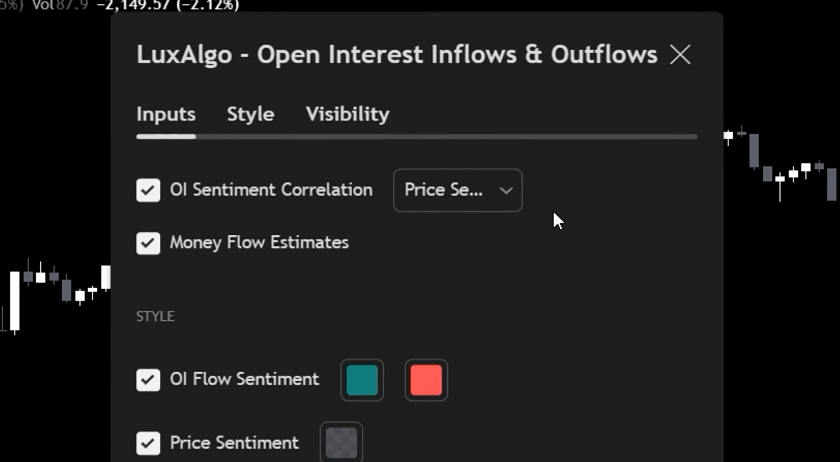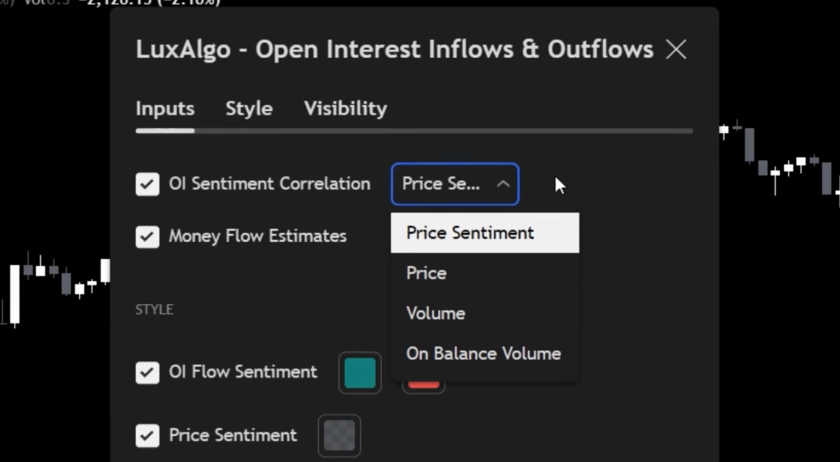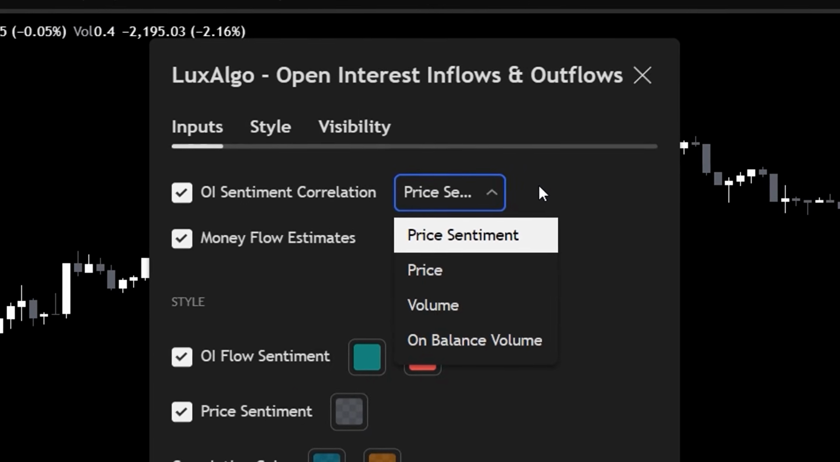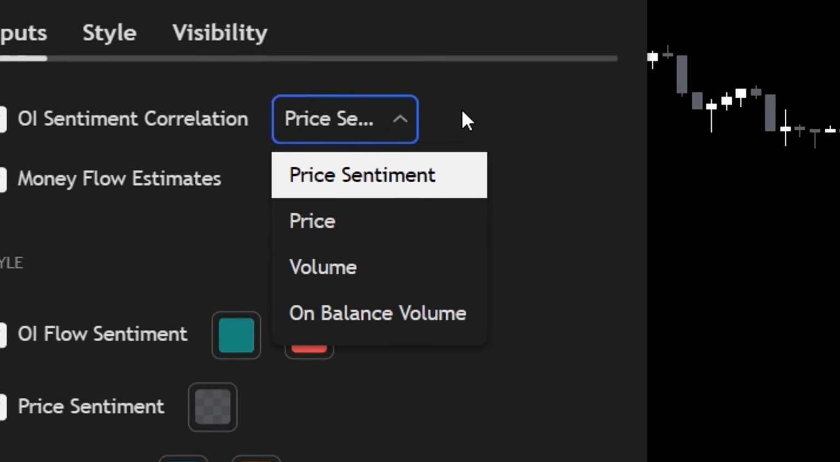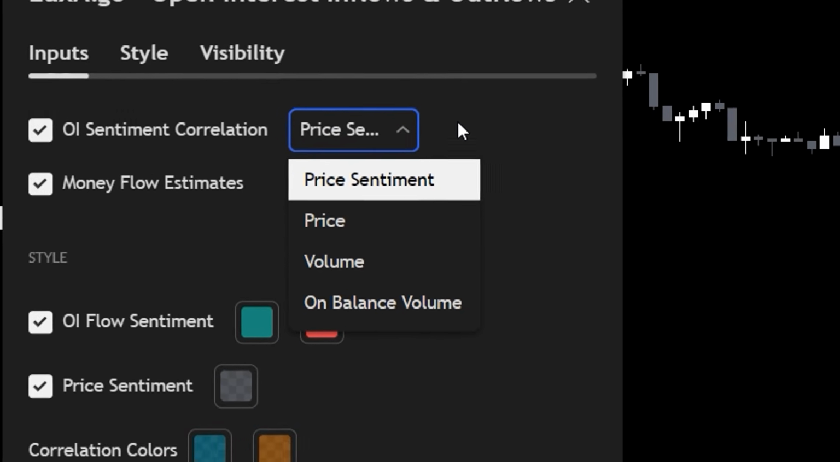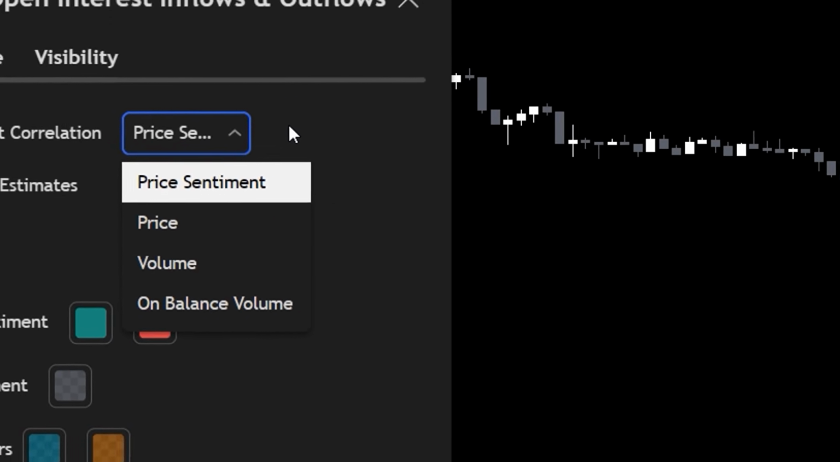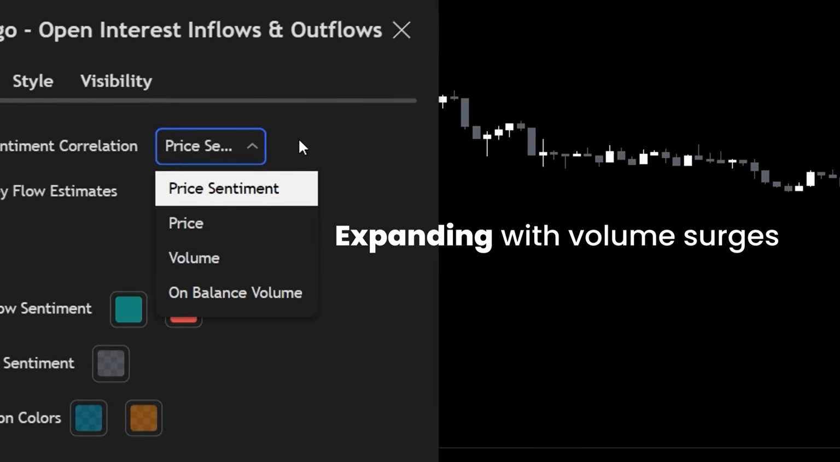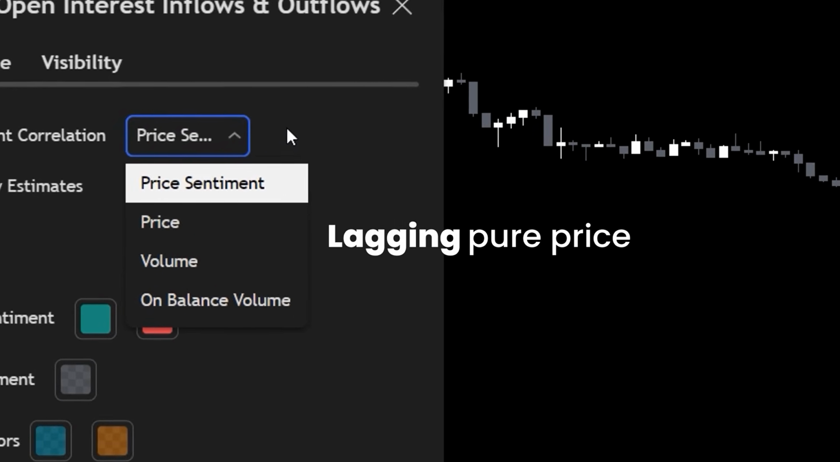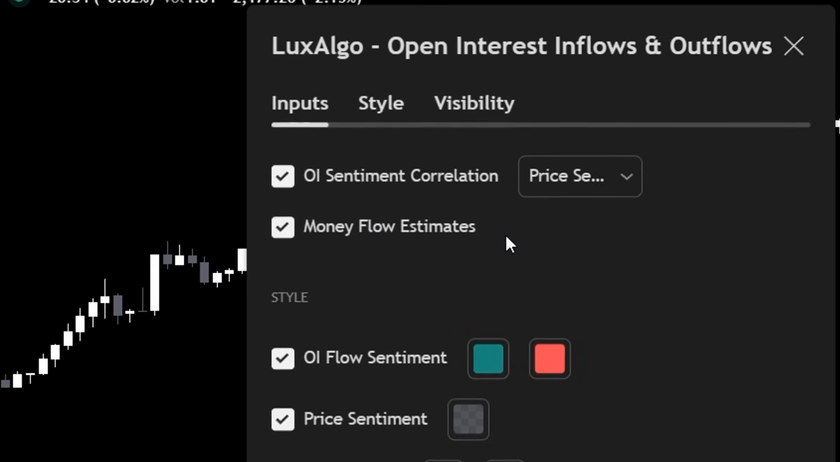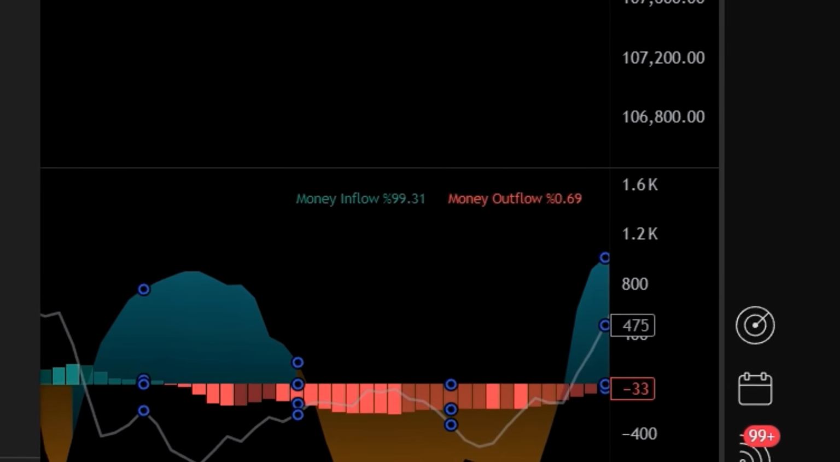Jump into settings and start with open interest sentiment correlation. Choose what open interest should be compared to. Price sentiment, price, volume, or on-balance volume. This lets you study different market regimes. For example, whether open interest is expanding with volume surges or lagging pure price. Toggle money flow estimates if you want the live inflow/outflow panel.